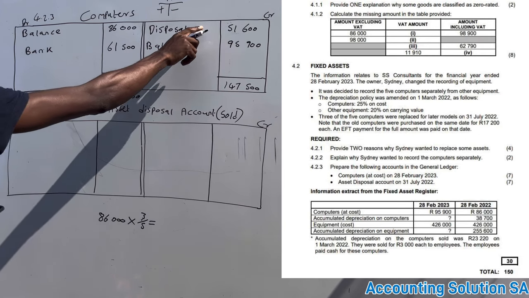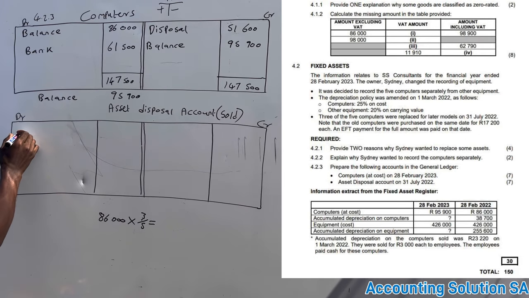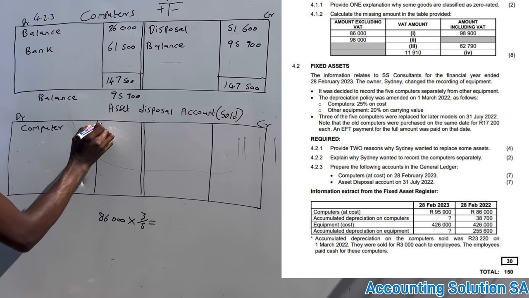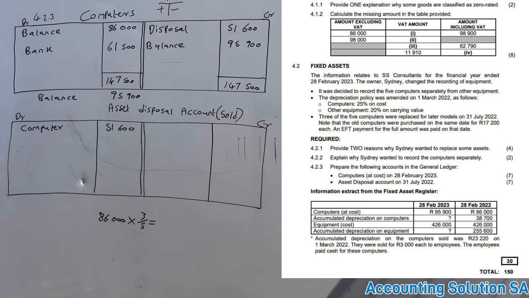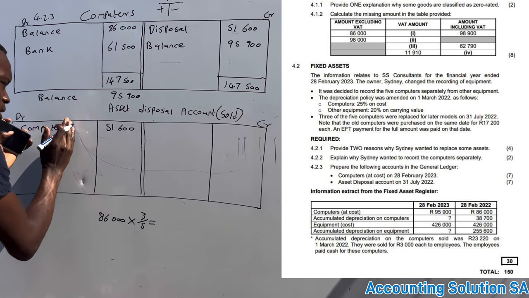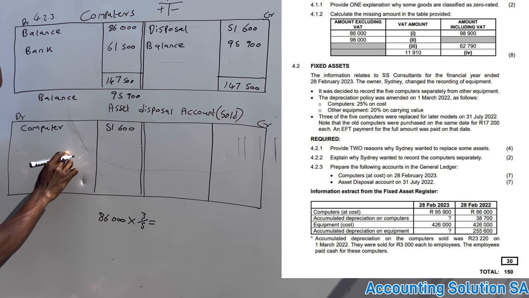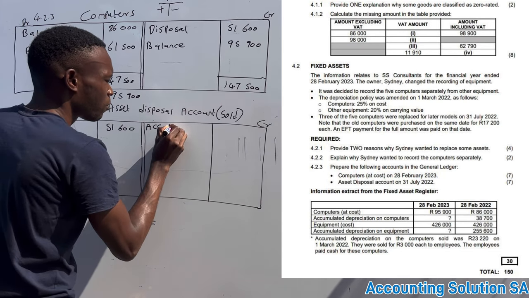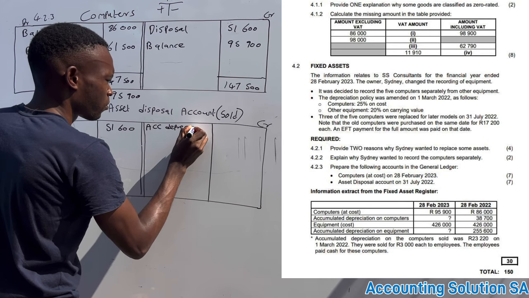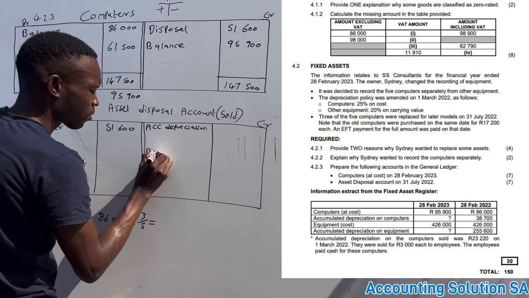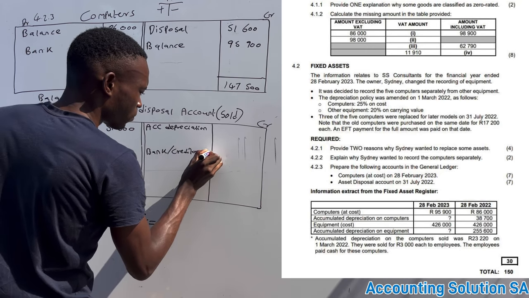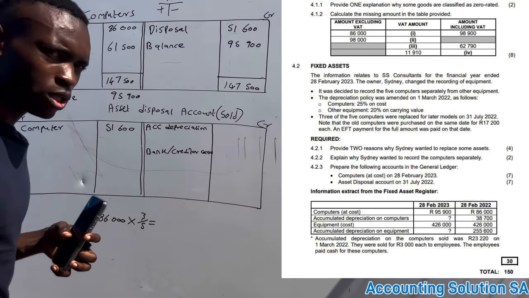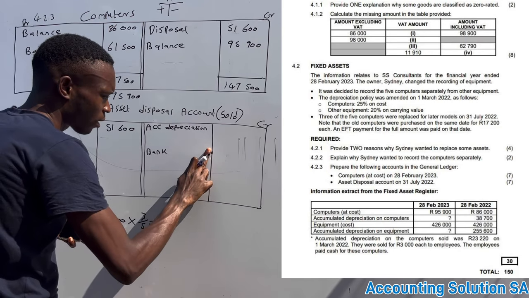Remember, we have this amount, which obviously we're just going to transfer to the other side, and we said the computer that has been sold, at a cost price of 51,600. So you have to know the format of assets disposal. This side is computer. If you have a profit, you record it this side, and this side is accumulated depreciation for this computer that has been sold. And we are also going to have bank, or what we call creditors or debtors control. It depends on the situation. If we sold them for cash, like in this case, we're going to write bank.